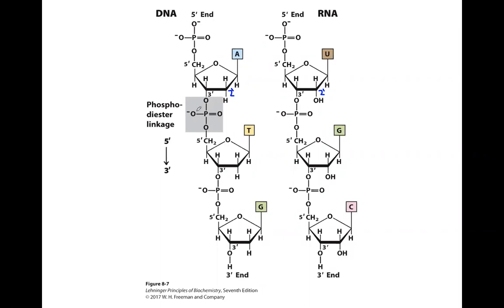And so this linkage here, we're going to link the ribose units through a phosphodiester linkage. So why do they call it phosphodiester? Remember phosphoric acid.